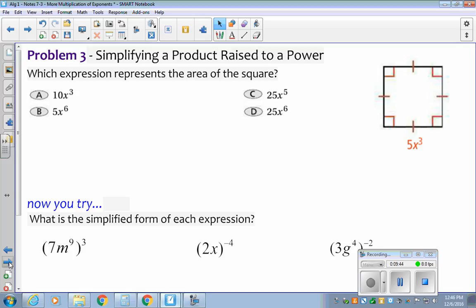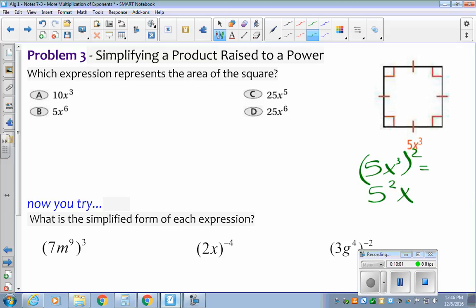All right, let's take a look at this crazy one. Which expression represents the area of the square? If it's a square, then we've got the two sides squared. It's going to be 5 squared times x cubed times 2. So it would be 25 x to the 6. That matches this guy.